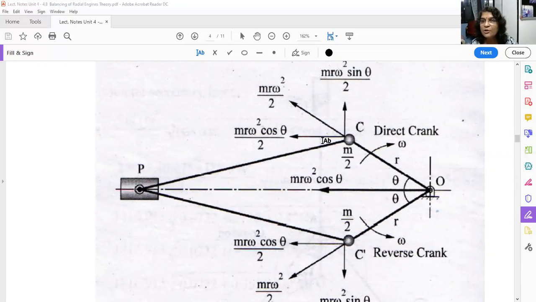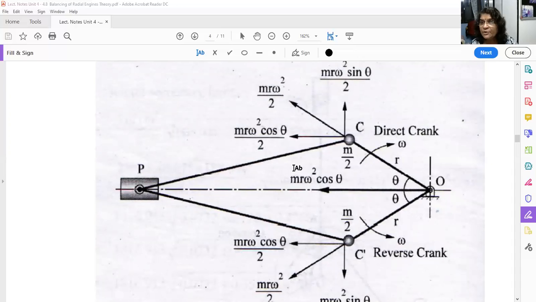Now, what is the other component, that is the horizontal component? It is mr square by 2 into cos theta. This is also mr square by 2 into cos theta. Now see this component plus this component. It will become mr omega square into cos theta.